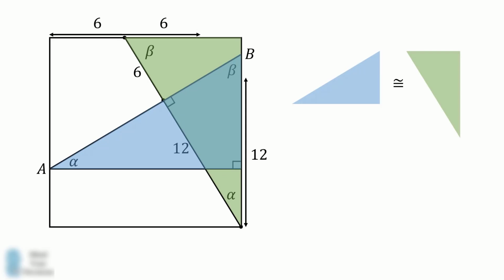We know that the length of the hypotenuse on the green triangle is equal to 6 plus 12. Therefore, AB will also be equal to 6 plus 12, which is equal to 18. And that's the answer.